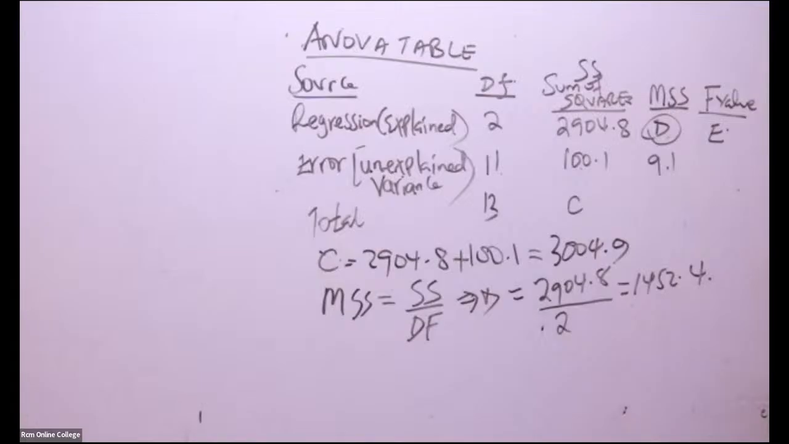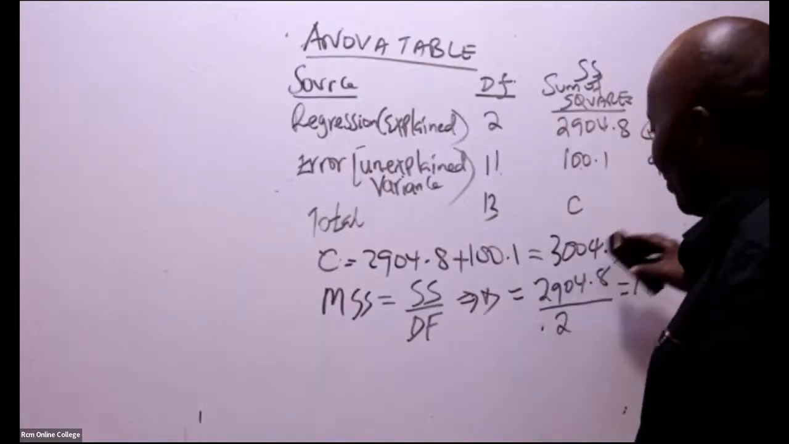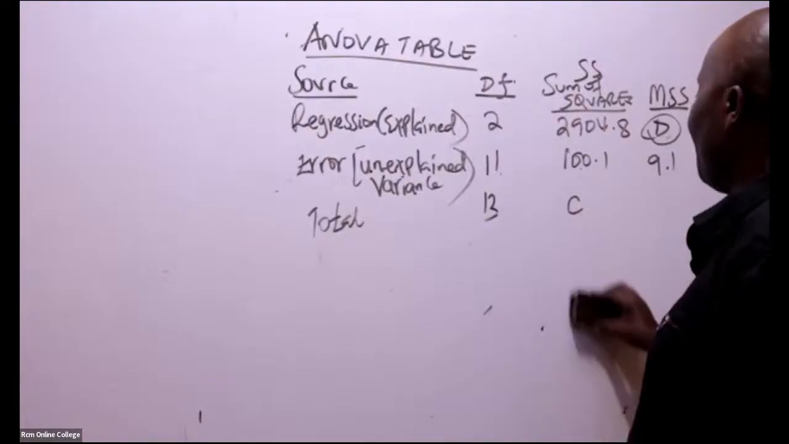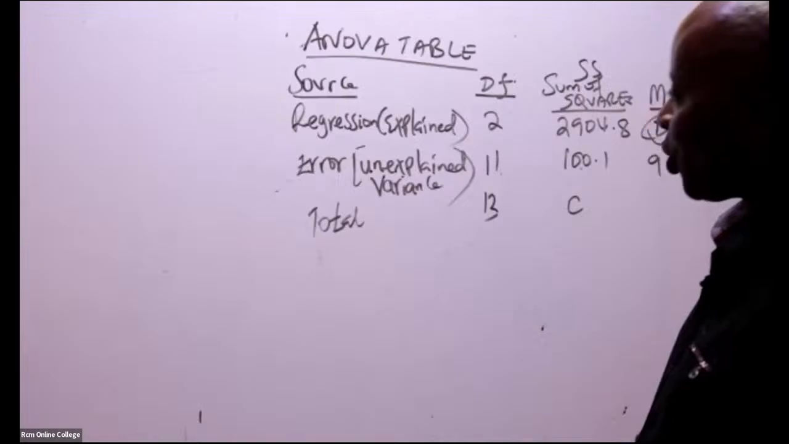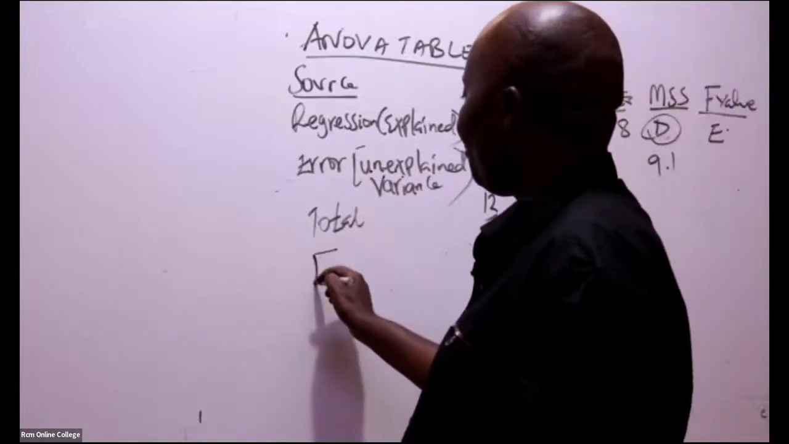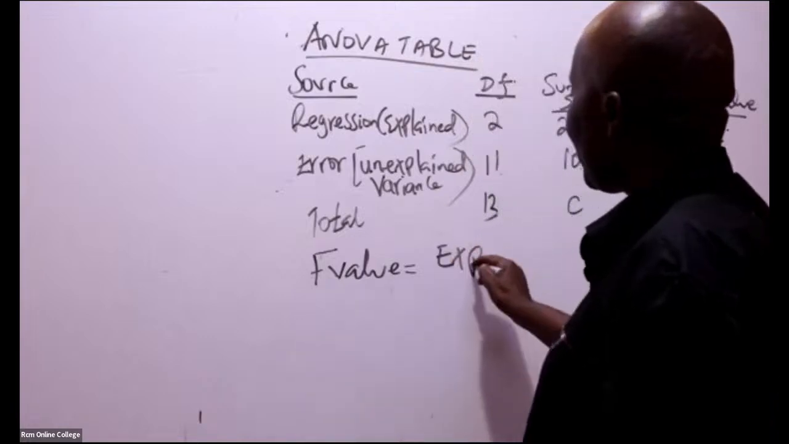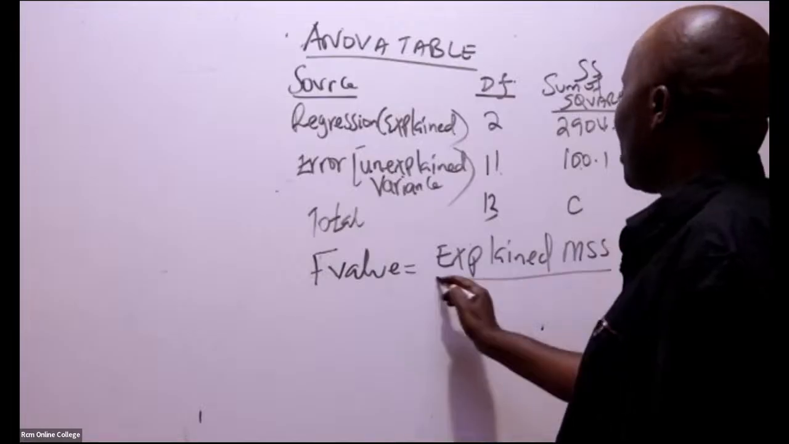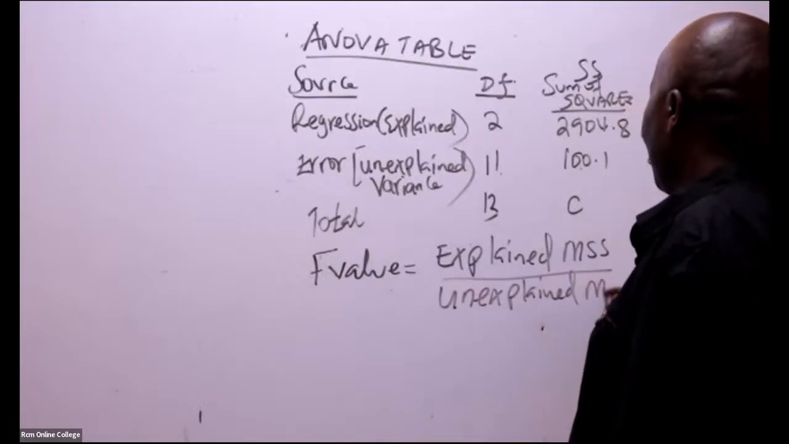Then from there, come to the F value. This F value is very, very critical for you. To get this F value, we normally take the explained MSS all over the unexplained MSS.